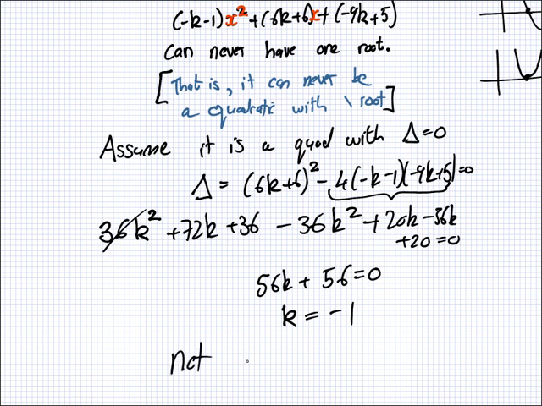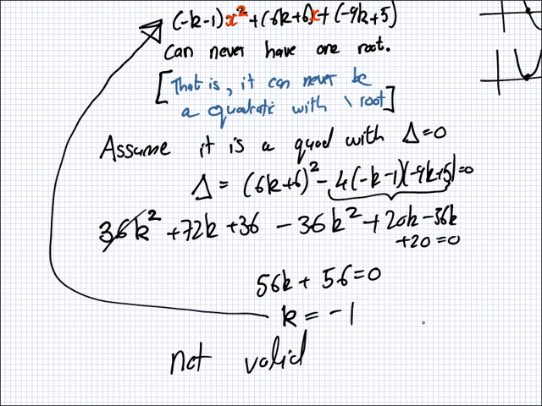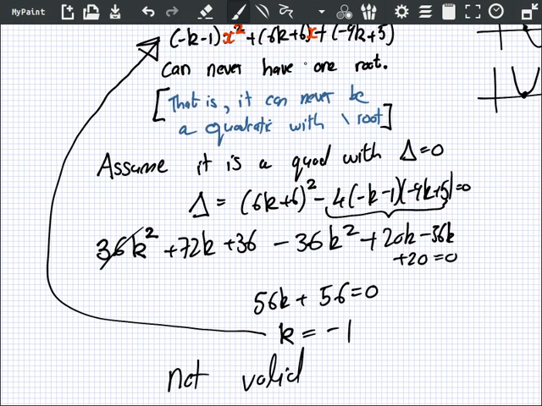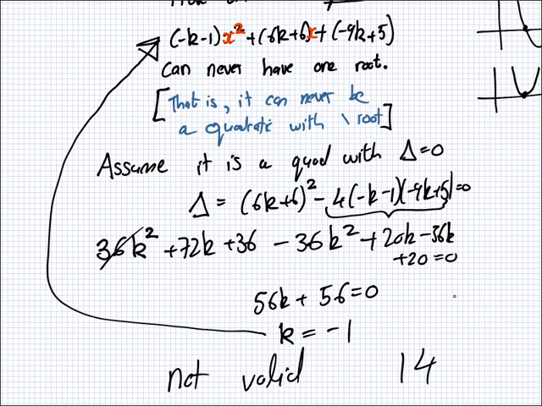This is not a valid answer. Because if you put the k equal to minus 1 into this quadratic, it's no longer a quadratic. It becomes a linear. In fact, it's worse than that. It disappears, I think, because you have minus k minus 1 and k is minus 1. This piece here becomes 0. If you put k is minus 1 here, what does this piece become? 0. And if you put in minus 1 here, what does this piece become? It becomes 14, isn't it? So here's our quadratic. Our quadratic is the number 14.